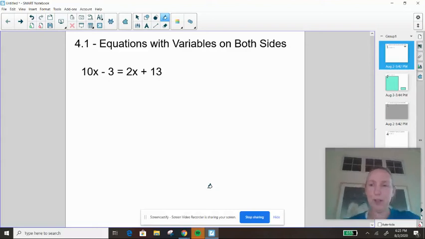So I'm just going to do a really quick review of sections 1, 2, and 3 because I think it will all come back to you pretty quickly from last year. First section is about solving equations with variables on both sides.